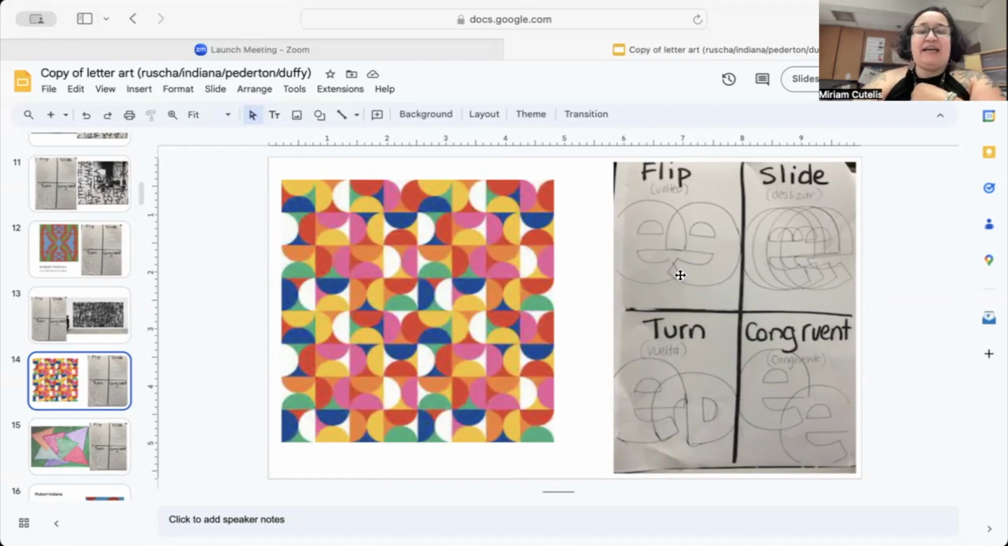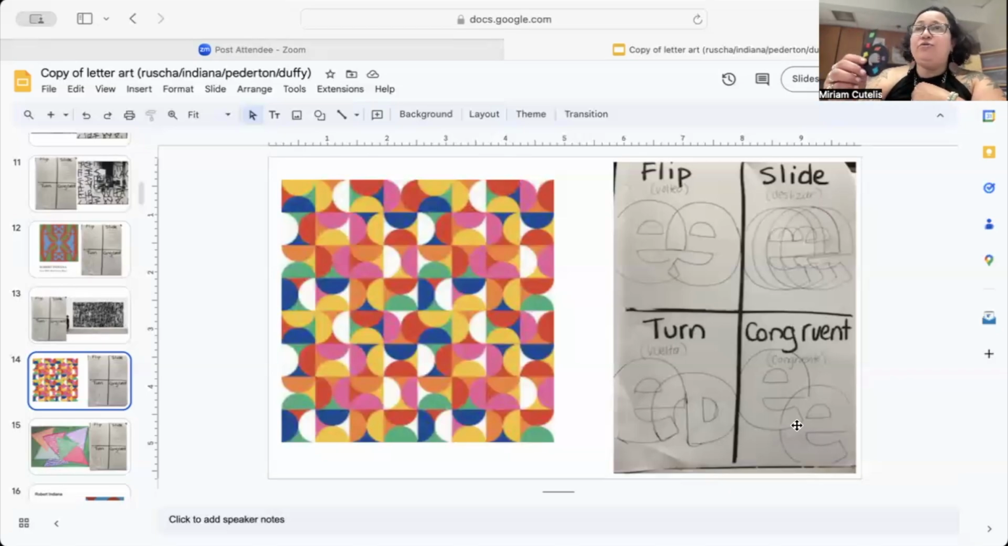Your assignment today is to create an artwork that uses either flip, slide, turn, or congruent using a letter. So pick a letter, and all schools have a ton of these that people throw away, and I usually collect them. But pick a letter or a number and try to challenge yourself and pick one that when you flip it, it doesn't look like the correct letter, the way it's supposed to look. And that way you're a little bit more challenged.